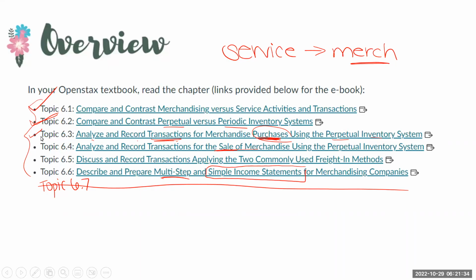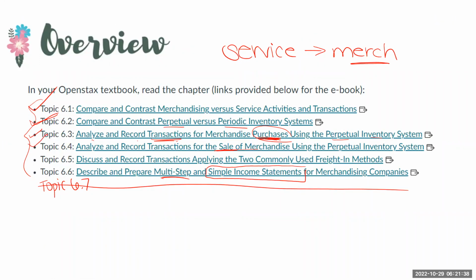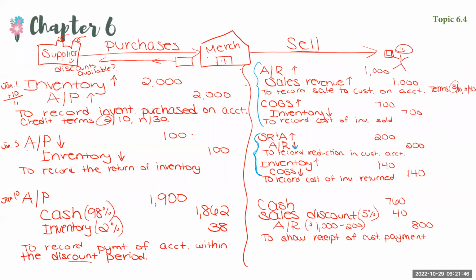All right, on to our next topic. We finished our sales journal entries. Now we're going to discuss different freight methods. So we're talking about buying inventory and selling inventory. Now the inventory that we're buying doesn't just magically appear, right? It usually has to be brought over.